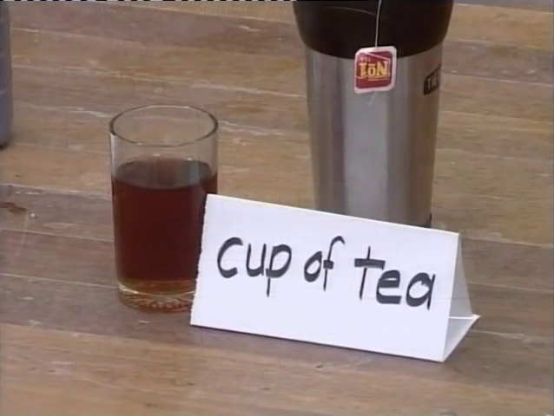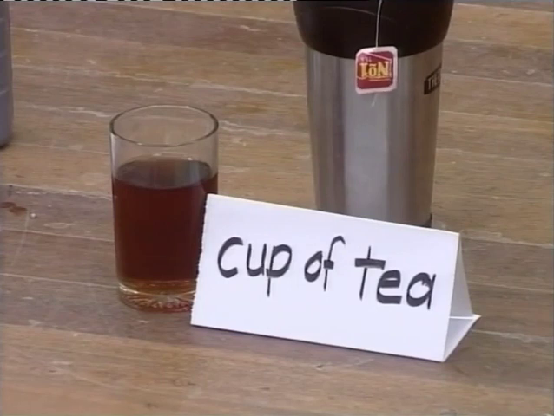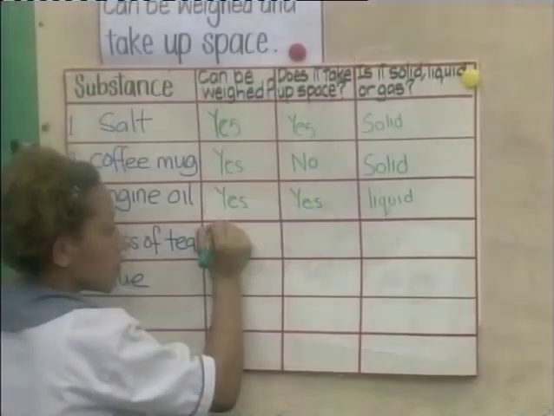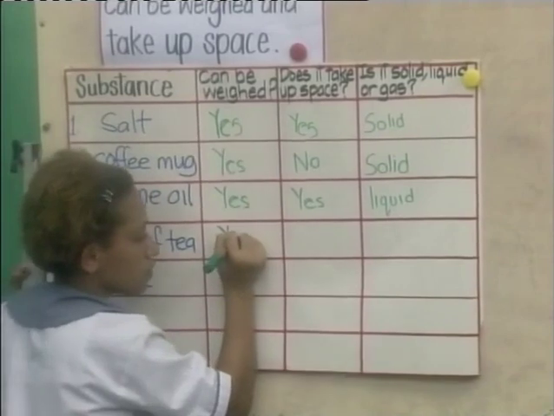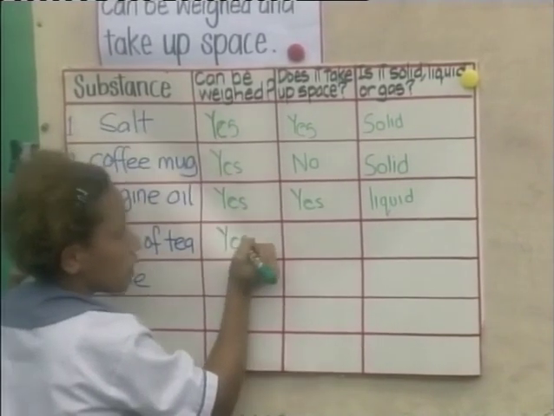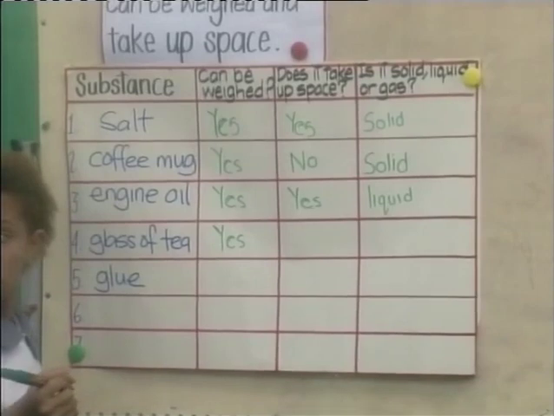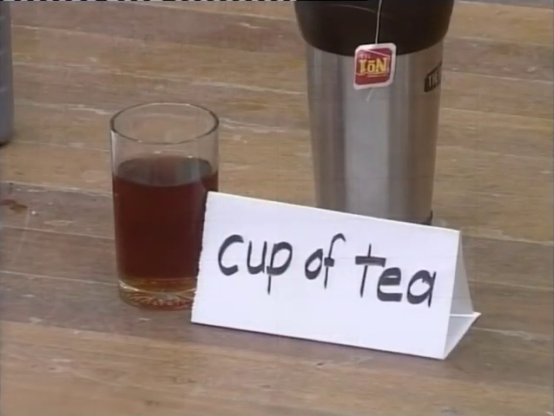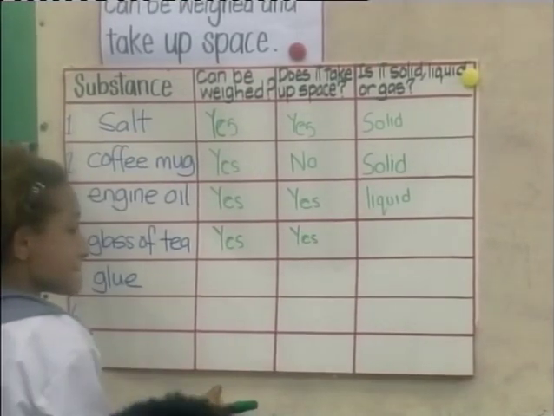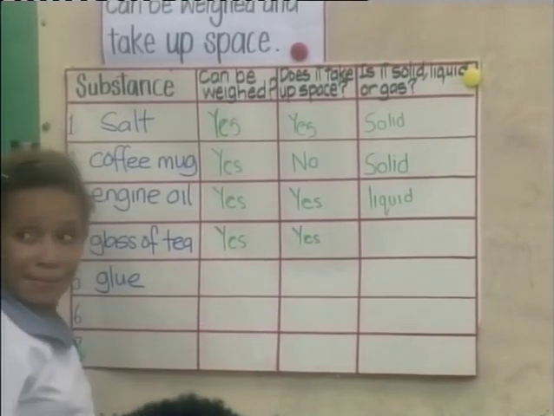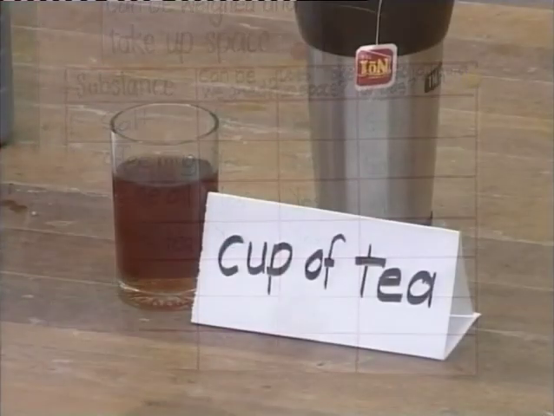A glass of tea. Yes, it can be weighed. A glass of tea can be weighed. Does it take up space? Yes. It does take up space, yes. It is liquid. And it is a liquid.